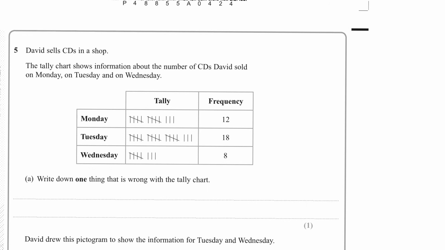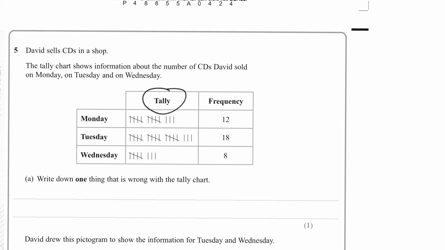Okay, so having a look at question 5. David sells CDs in a shop. So we've got a tally of the number of CDs he sells on Monday, Tuesday, and Wednesday, and we've got it in a frequency table format as well. However, there seems to be something wrong with this because it says write down one thing wrong with the tally chart. So because there's something wrong with the tally chart, we're focusing on this column.